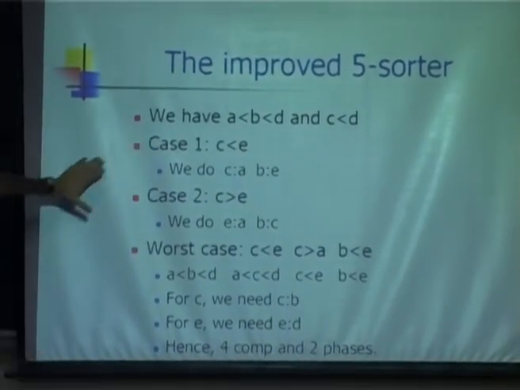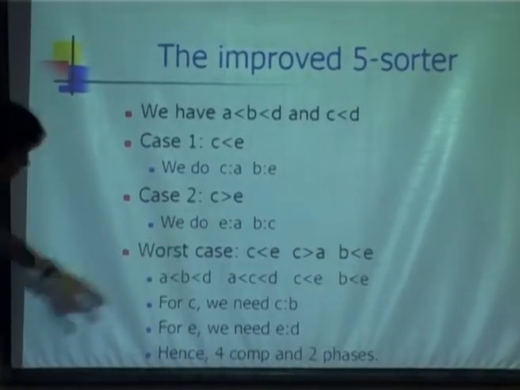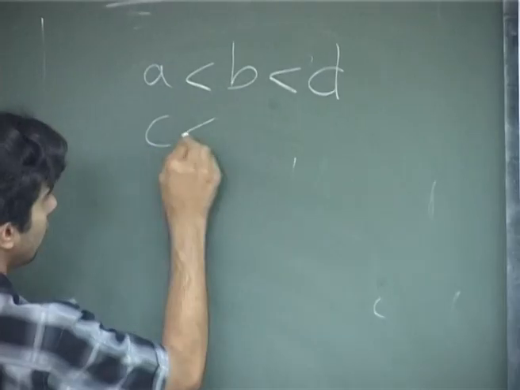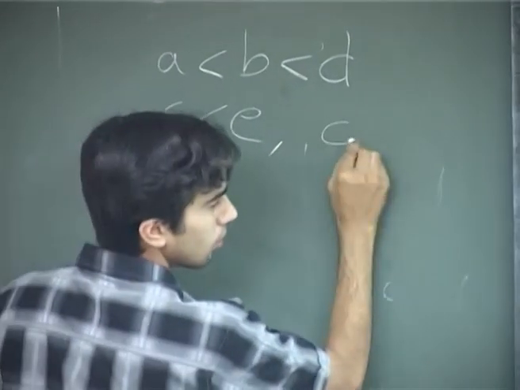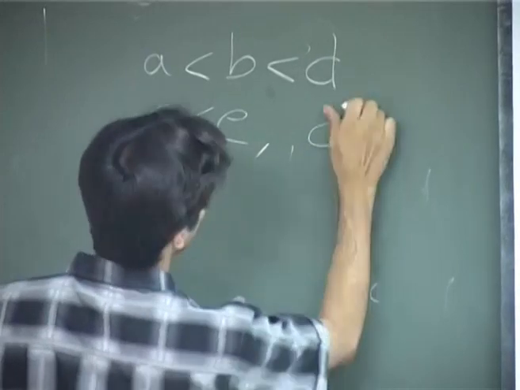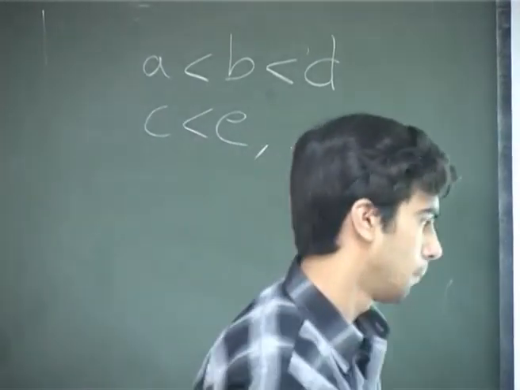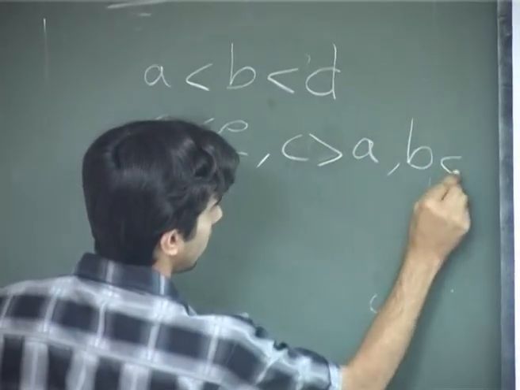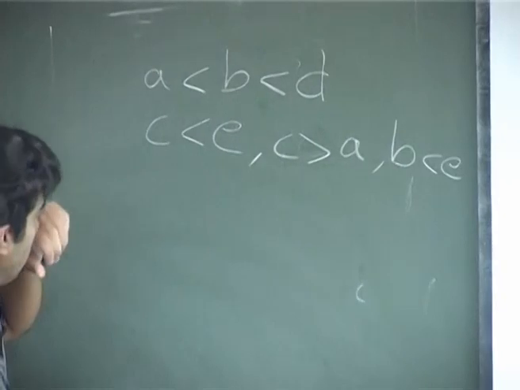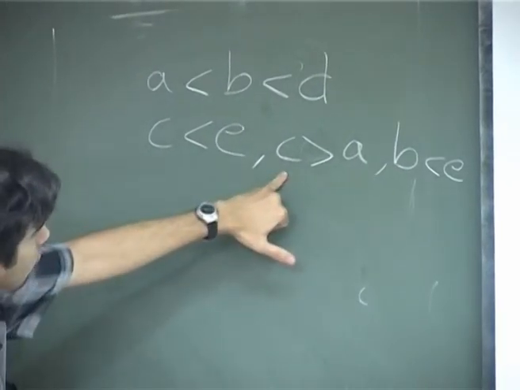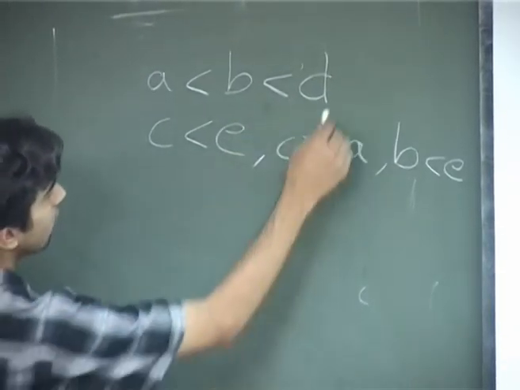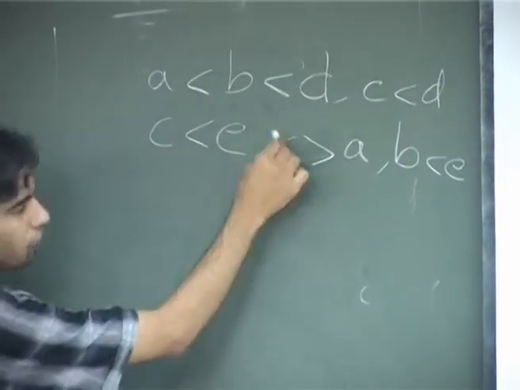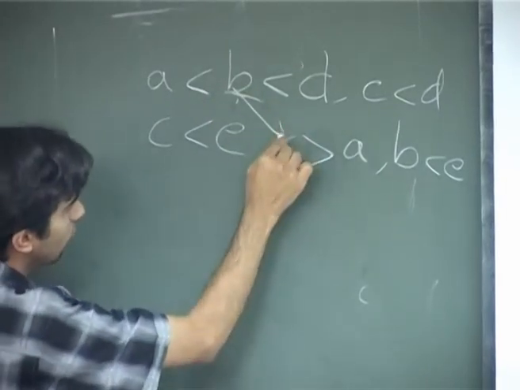These are the cases here. I'll talk about the worst case. In the worst case, we have C less than E, C greater than A, B less than E. So you can see that since C is greater than A and less than D, to put C into its right position, we need to compare C and D. That is the first comparison that we'll do.